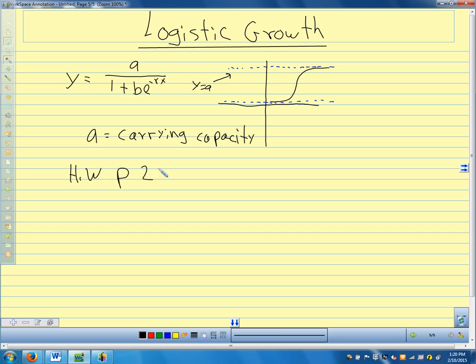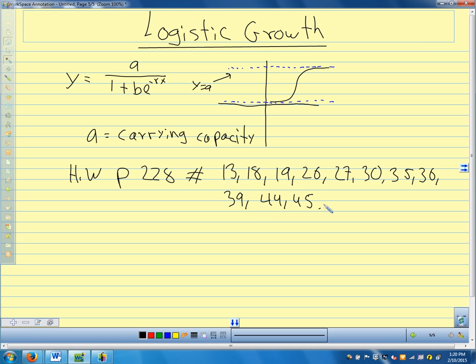Homework. This is 26. Some of these problems are compound interest problems, so a couple of those come back using your compound interest formula, because compound interest is an exponential function. We did two examples of those yesterday. So those come back in this section also.